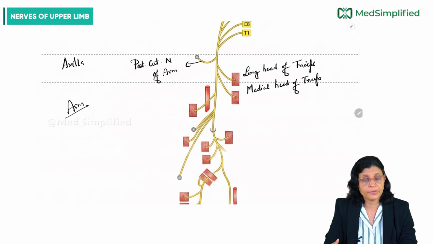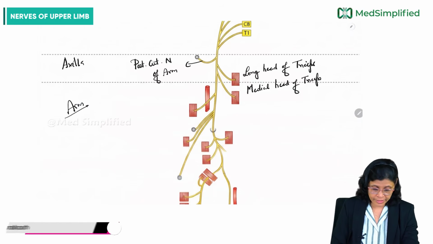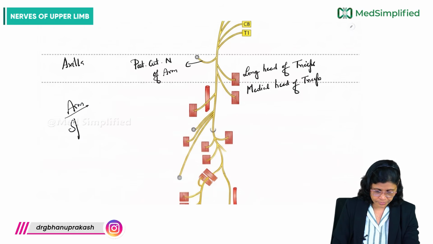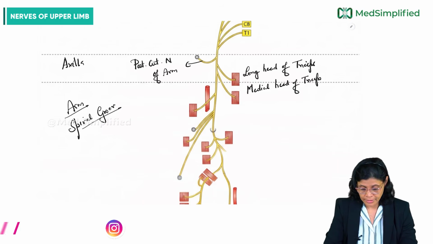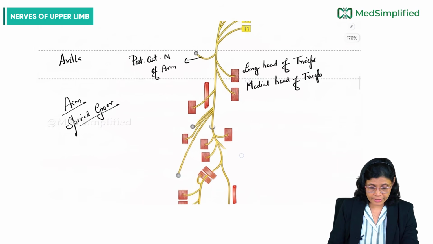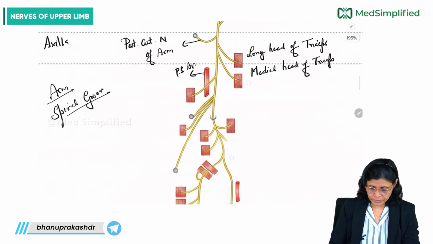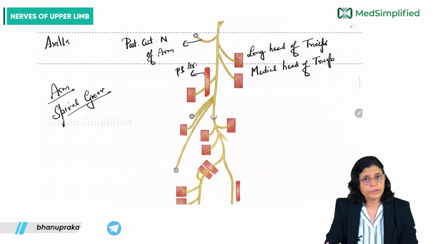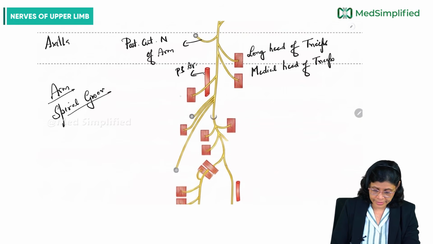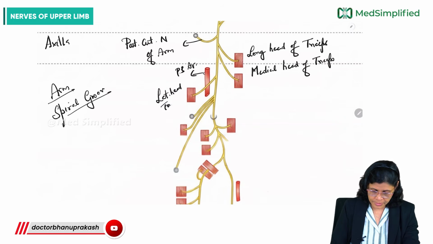After it enters the arm, it will pass through the lower triangular space and enter the posterior compartment of the arm. There it will be running in the spiral groove along with the profunda brachii vessels. This is the profunda brachii vessel here. In the spiral groove, it will give branches to the medial head and the lateral head of triceps.